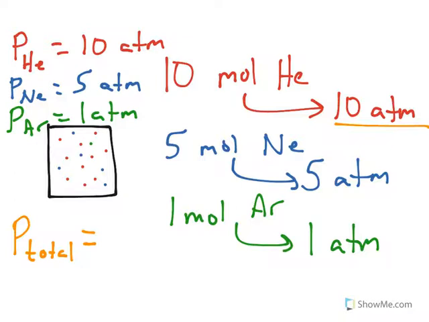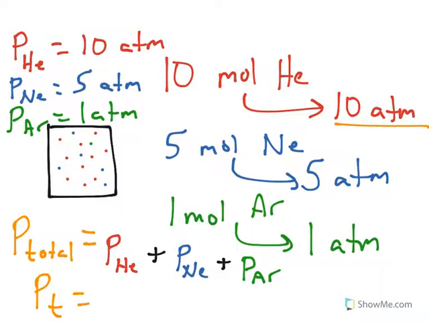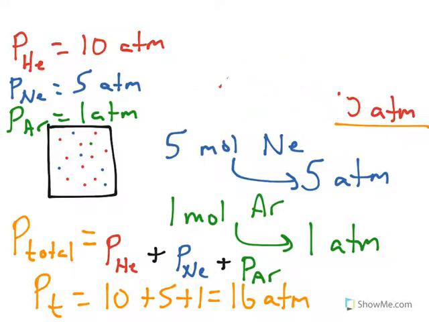And as it turns out, the total pressure of this vessel is nothing more than the sum of the individual pressures of the gases that make it up. So the pressure of the helium plus the pressure of the neon plus the pressure of the argon. So in this case, we're going to find that our total pressure equals 10 plus 5 plus 1, which is 16 atmospheres.